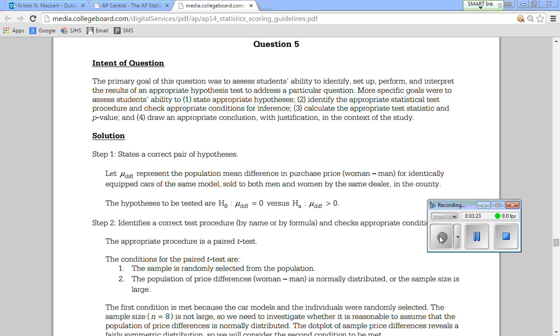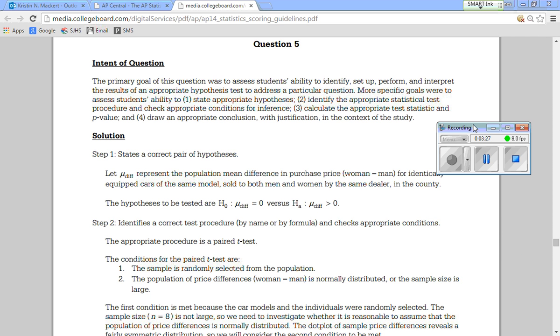All right, so here we are. It says that you identify the correct test by name or formula. I don't know what they mean by formula, quite frankly. I understand what it means for formula when you talk about a confidence interval, because there is a different formula for every confidence interval. But for a hypothesis test, the test statistic alone I don't think is enough. So I think you really have to name it. You just have to write the words matched pairs t-test on your paper. Let's keep going.